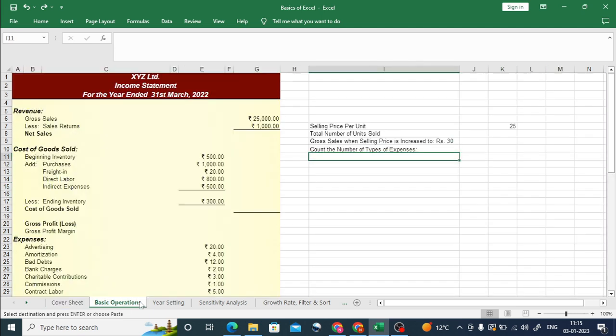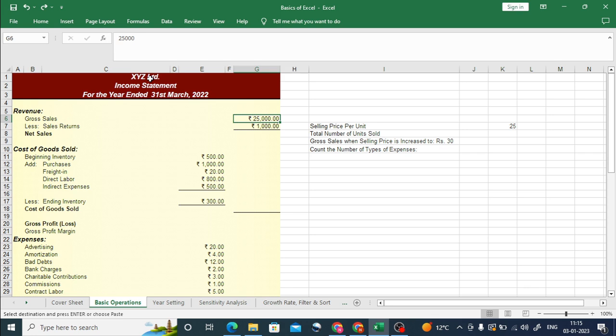Let us first of all look at some of the basic operations of MS Excel. As you can see on your screen, you have some data. This data is the income statement of XYZ Limited, XYZ Limited being the name of the company. Now let's look at revenue. Over here you can see that revenue is 25,000. So in revenue, gross sales actually is 25,000.